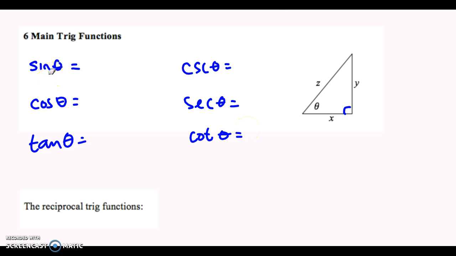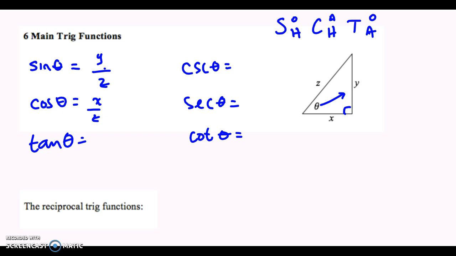Now, sine theta, you may remember this when you studied trigonometry. Sine is opposite over hypotenuse, so we'll go opposite the angle, which is y. Hypotenuse is z, so sine theta is going to be y over z. Cosine theta is going to be adjacent over hypotenuse, and the adjacent to the angle is going to be x, so we have x over z. The tangent will be y over x, because that's going to be opposite over adjacent.